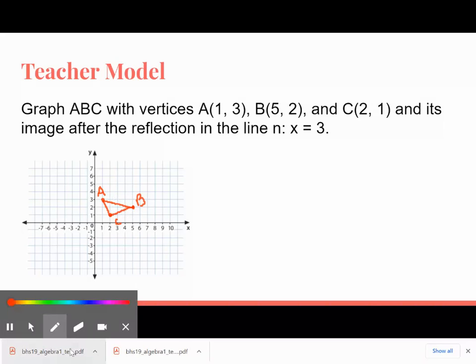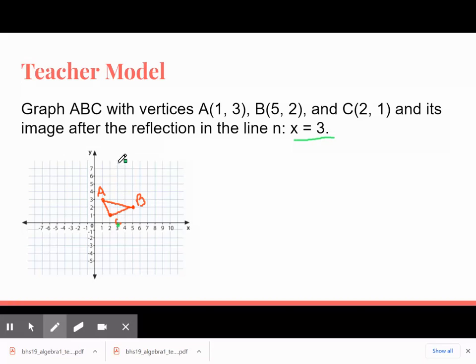Once you draw your triangle, then you need to draw your line of reflection, which is X equals 3. Remember, that's a vertical line at X equals 3. So on the X-axis, put a dot at the 3, and then draw your vertical line. Now, if it's the line of reflection, you're going to want to make it dashed or dotted. It's not actually part of the graph. Now, here's how you do the reflection.